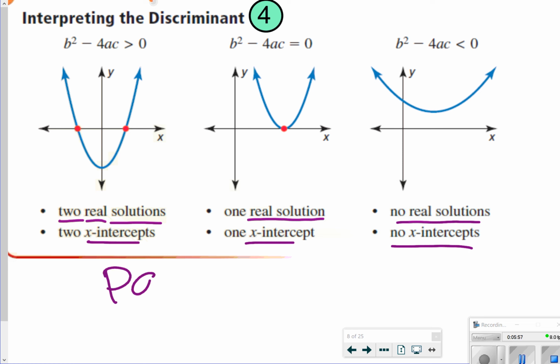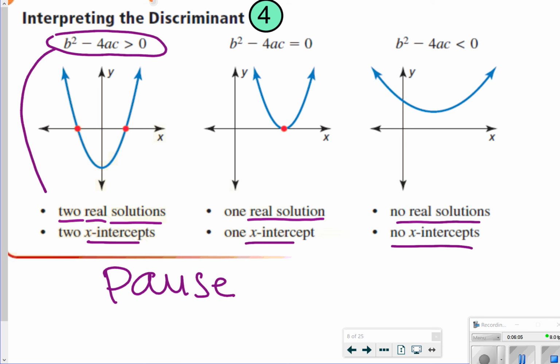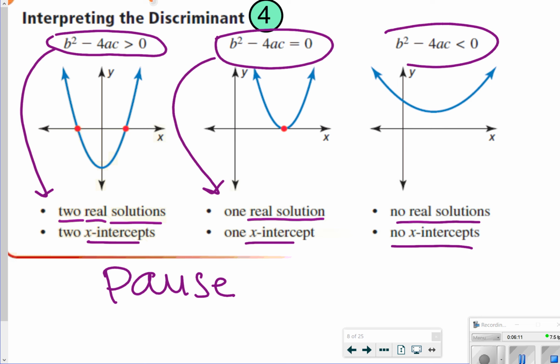What we're going to do now is take the time to pause here and write down what you see. If you want to draw the graphs, you can, but I really need you to focus on what happens when b squared minus 4ac is greater than 0, when b squared minus 4ac is equal to 0, and then when b squared minus 4ac is less than 0. So let's go ahead and pause here for number 4 to write down what happens in each situation, and then once you're done, click play to see how it's done.